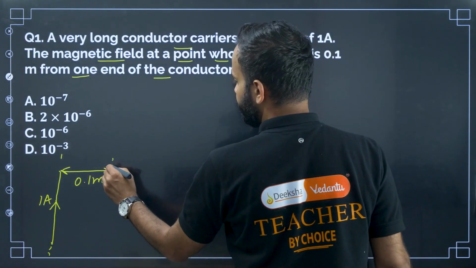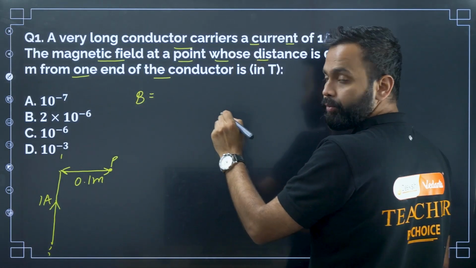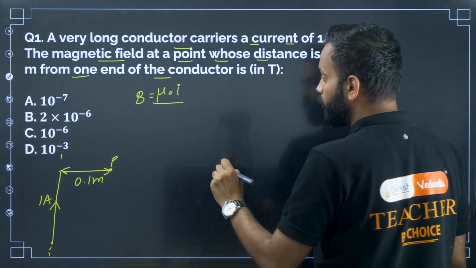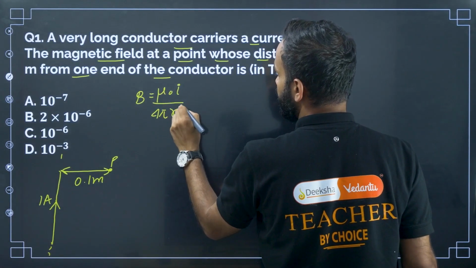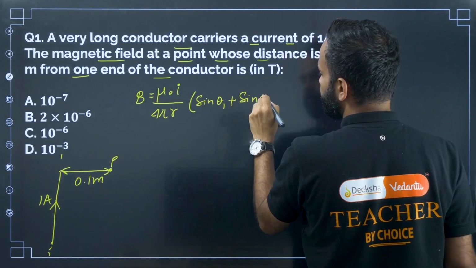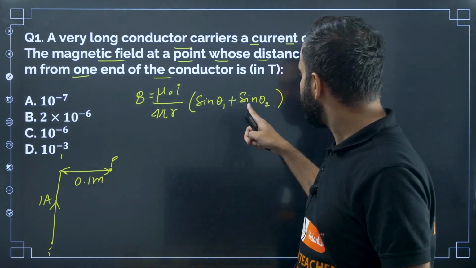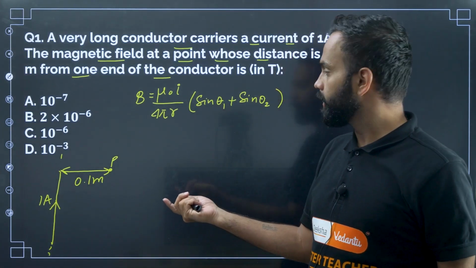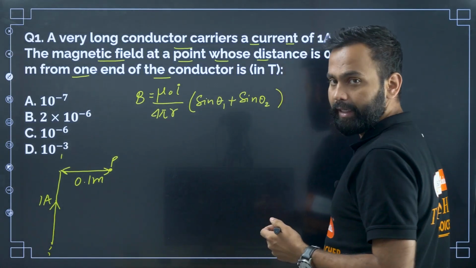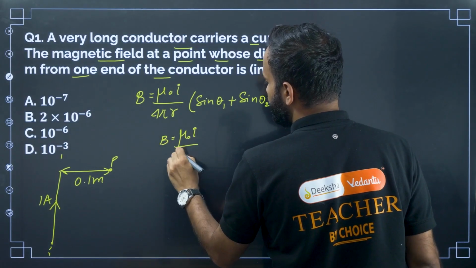At point P, the magnetic field due to the semi-infinite wire is B equal to mu naught I divided by 4 pi r into (sine theta 1 plus sine theta 2). What is the value of theta 1? Theta 1 is 90 degrees and theta 2 is 0 degrees. So sine 0 is 0, and sine 90 degrees is 1. So B equals mu naught I divided by 4 pi r.